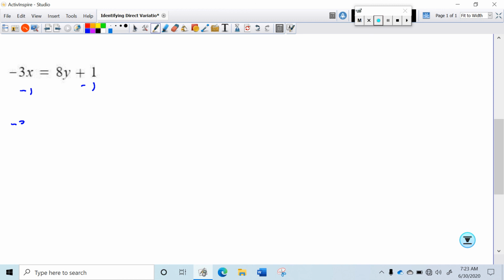Okay, so the next one, subtract 1. Try to get the y by itself. So negative 3x minus 1 equals 8y. Again, I can stop right there because I'm not allowed to have a number that doesn't have a letter stuck to it. So this one's not direct variation.